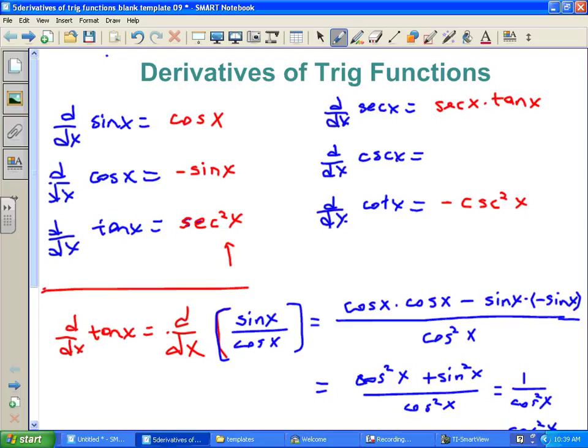Now let me have you try to guess this one. We already know the derivative of the secant function, right? The secant function has a derivative secant tangent. Now we want the derivative of the cosecant function.